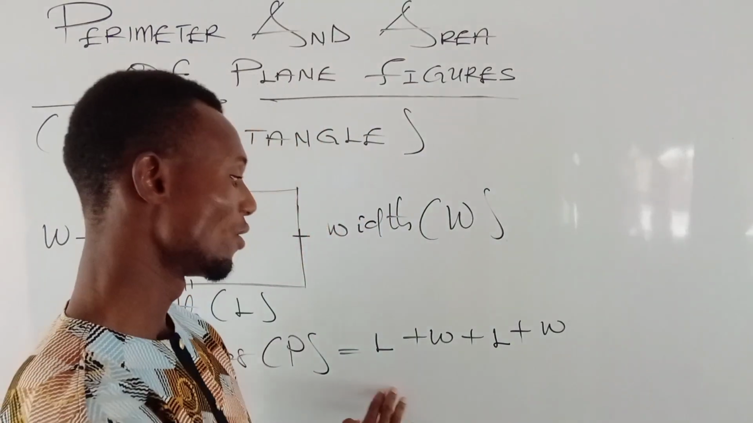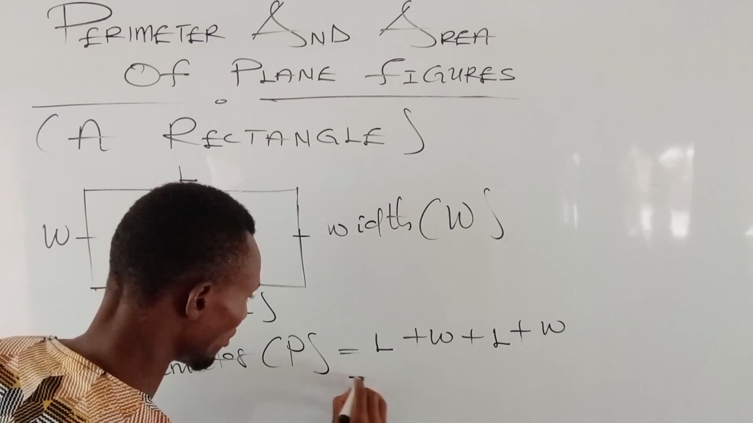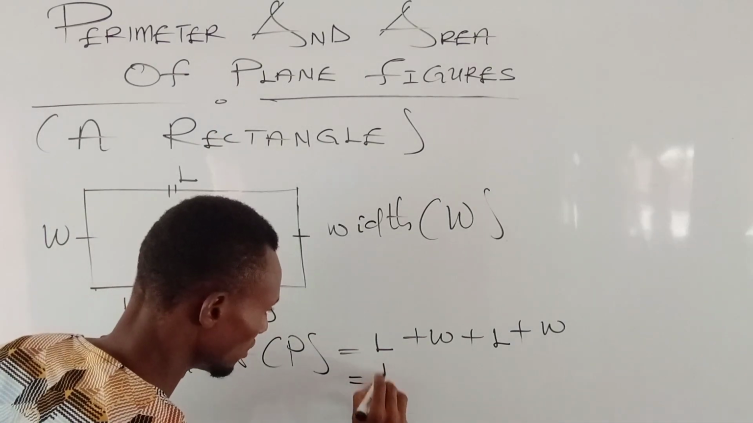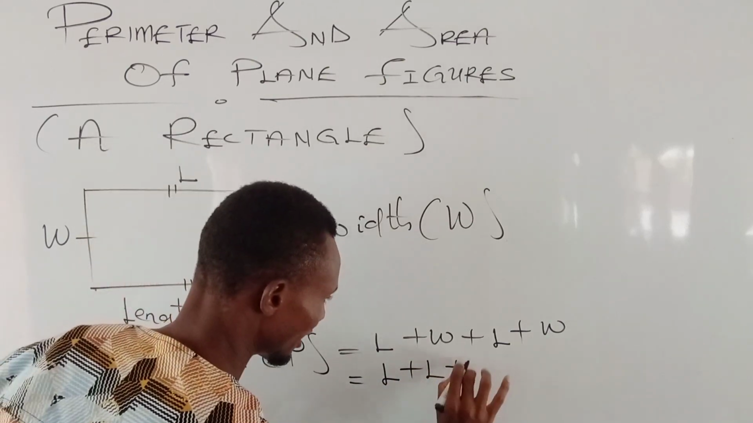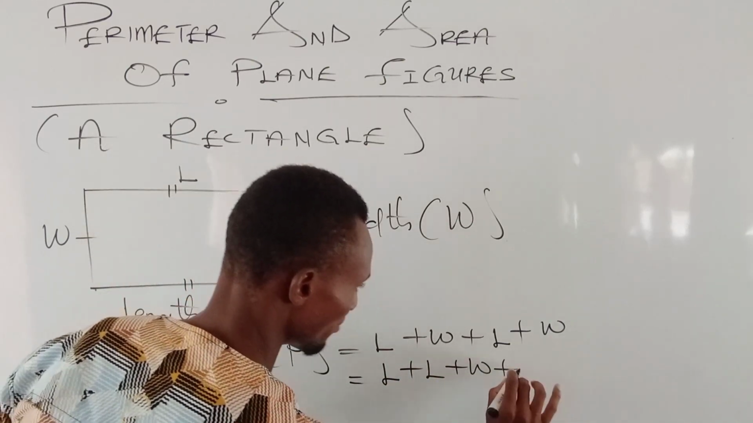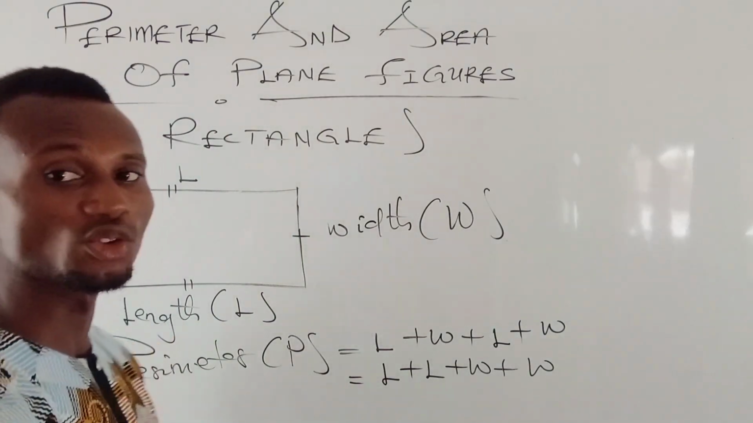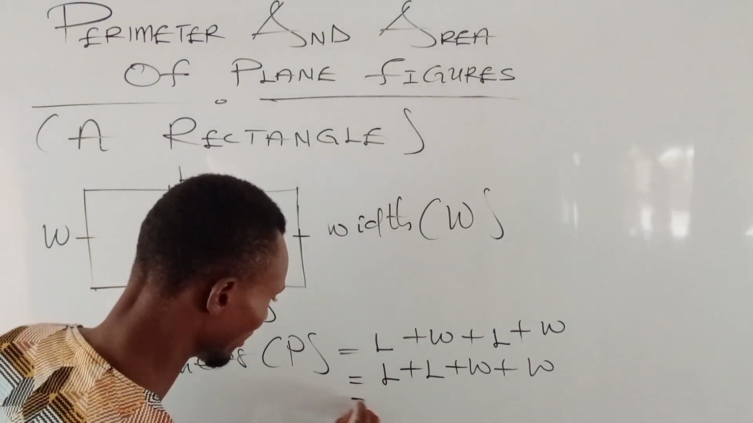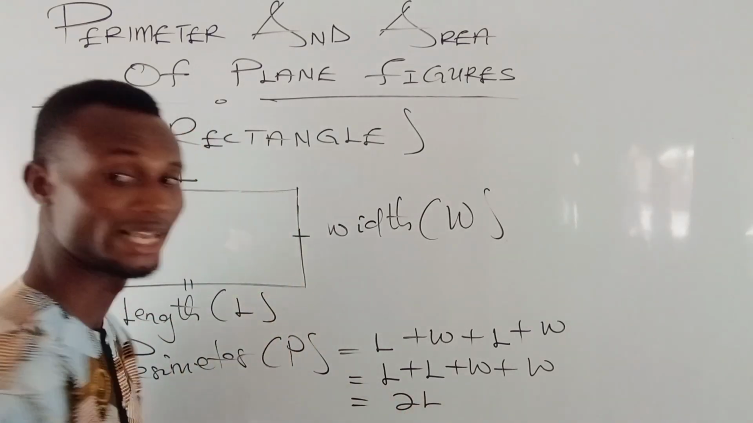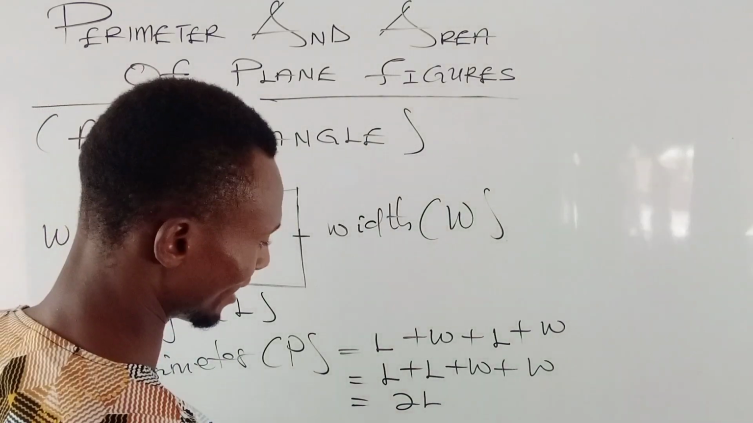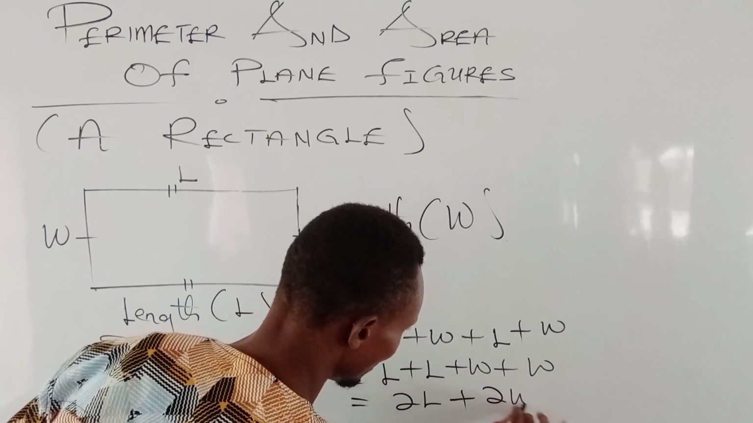From here we need to group like terms and simplify further. I'll group all the L at one side. L here, then plus the L which is here, then plus the W, plus the W which is here. So we just group like terms. Now let's go ahead and simplify further. L plus L will give me 2L, I hope you agree with me. W plus W gives me 2W.